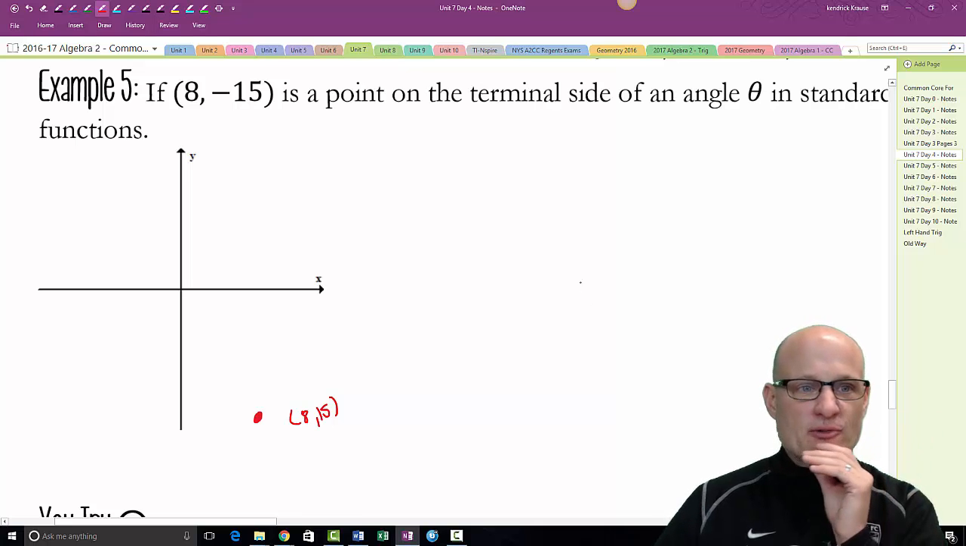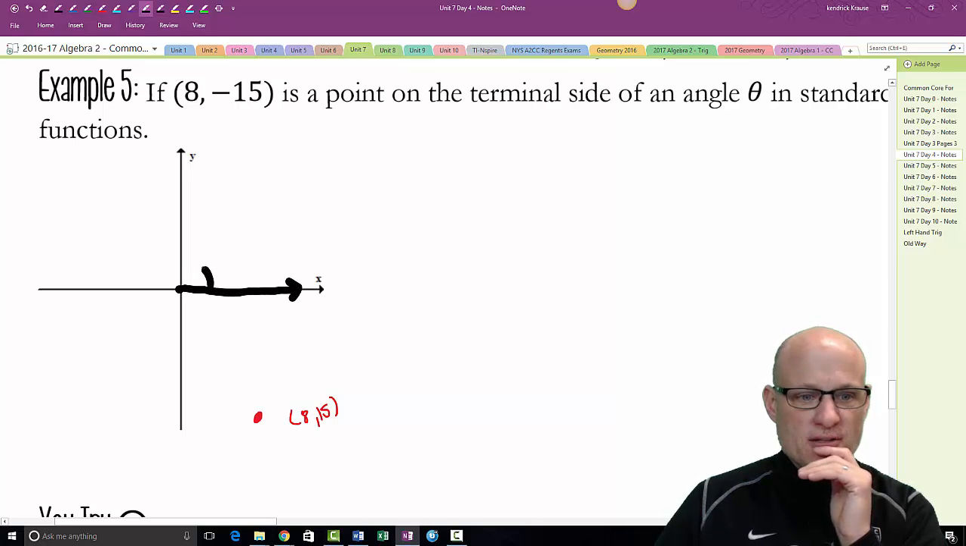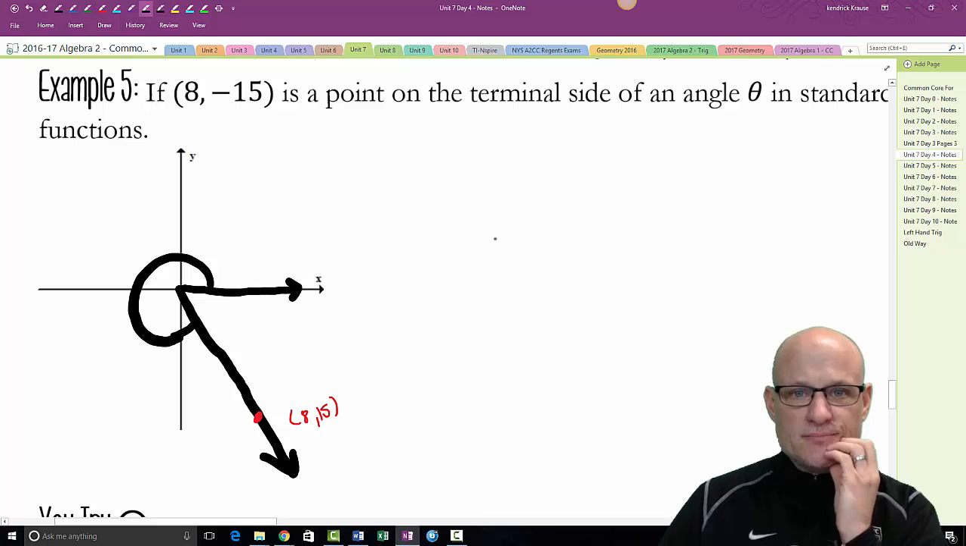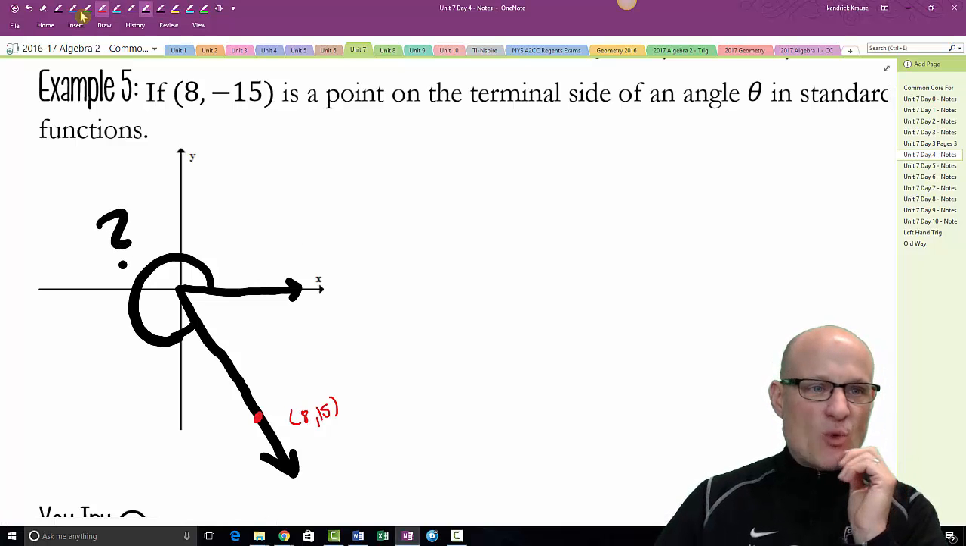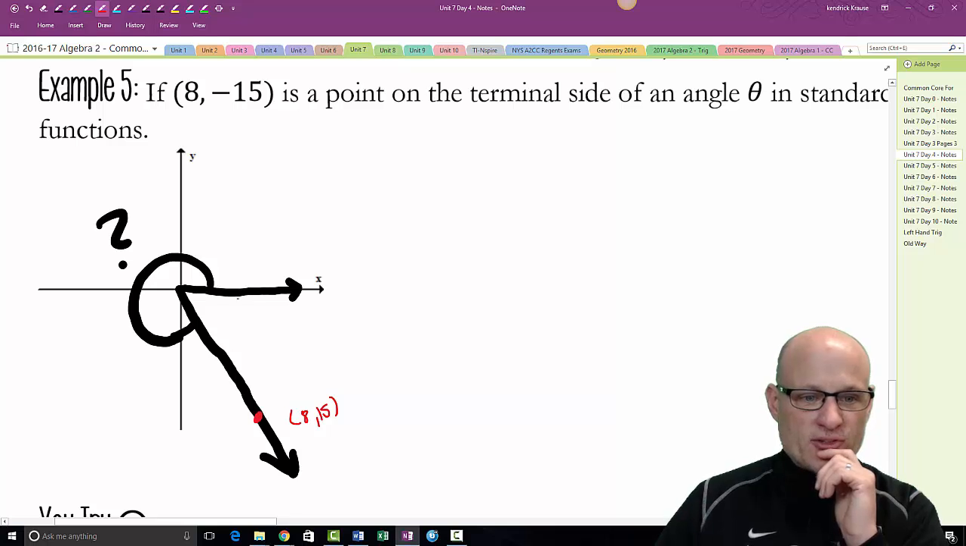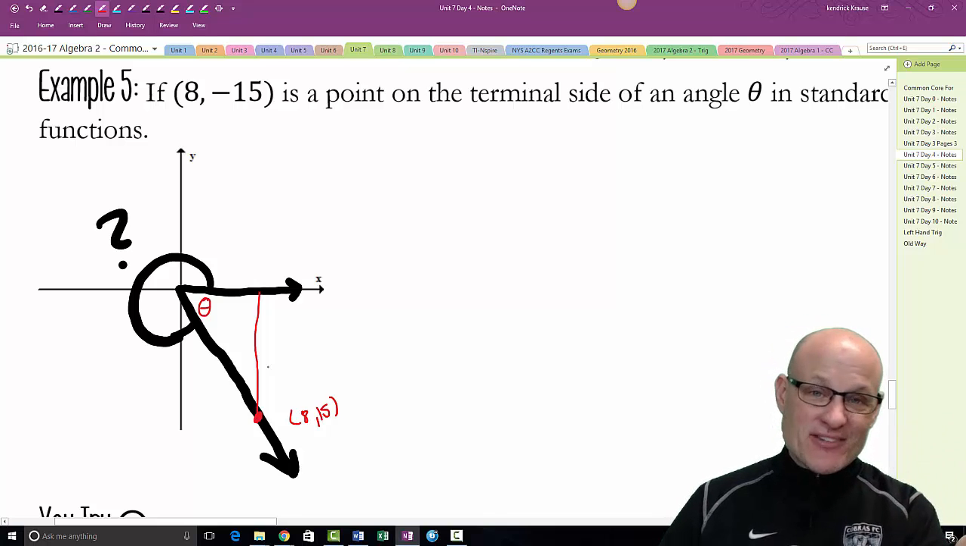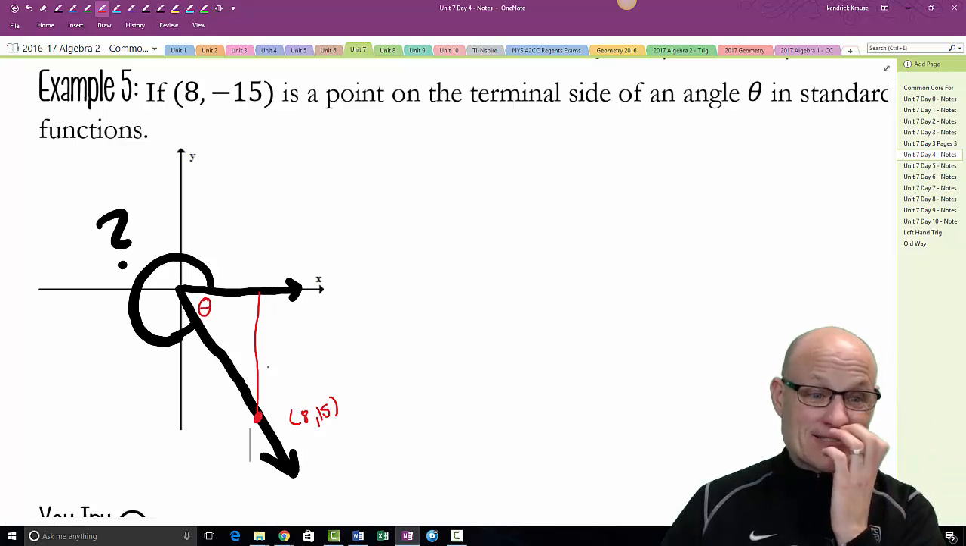Well, what else was I given? I was told that this is an angle in standard position, so there's my initial side. It's going around, and this point is on the terminal side. Now, we've never worked with angles out here, so why start now? What I want is to work with this angle. So far I've gotten to where I need to be. I got a triangle, but I don't have any of the side lengths. How do I find those side lengths?